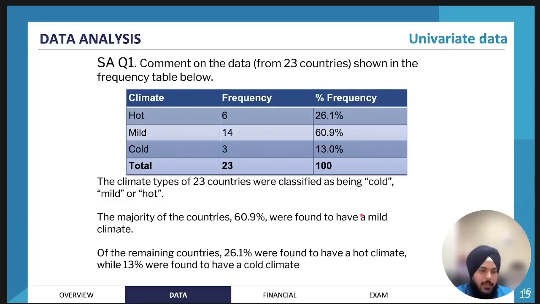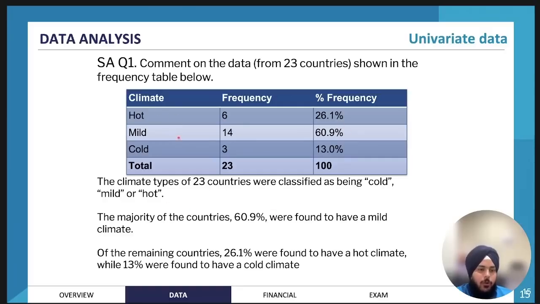Okay, here is a typical question that you might get. Comment on the data from 23 countries shown in the frequency table below. So first step is describing the data, or summarizing the context. The climate types of 23 countries were classified as being cold, mild, or hot, and the majority of the countries, 60.9%, were found to have a mild climate. So here we have summarized the context. Then we have quoted the modal frequency, which was the mild climate with a 60.9% frequency.